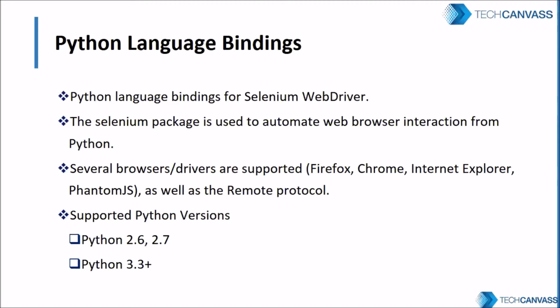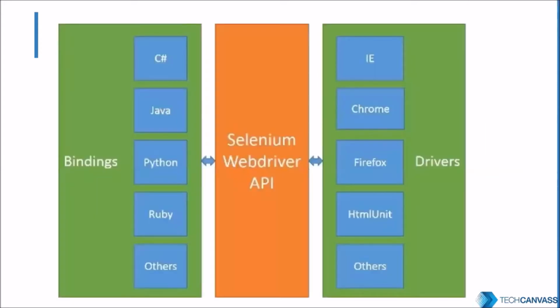Okay, so Python language supports several browsers like Firefox, Chrome, IE, Phantom, and remote protocol as well. So remote protocol is a wire protocol which allows you to control browsers remotely. So Selenium supports these versions of Python, which are 2.6, 2.7, and 3.3. So let us see further what Selenium WebDriver API supports.